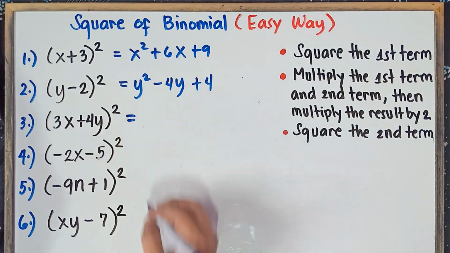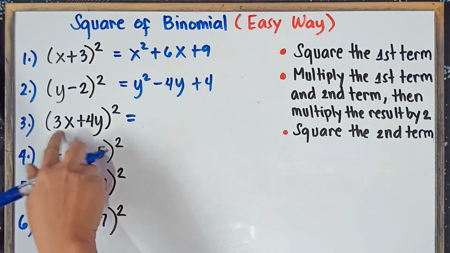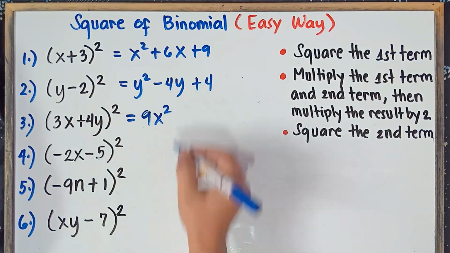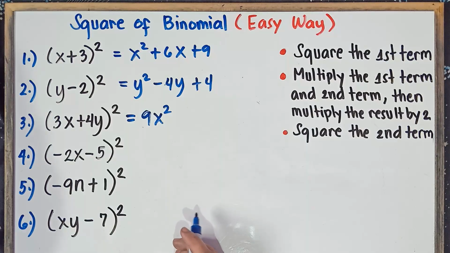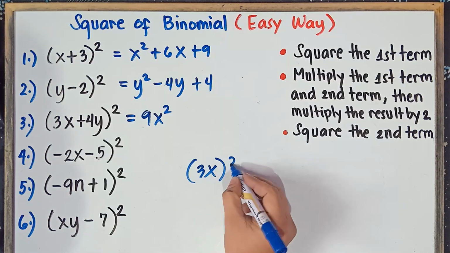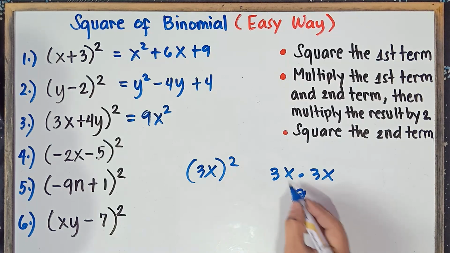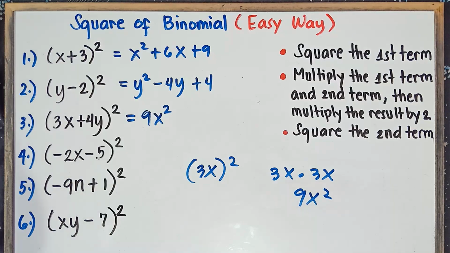Alright, so example number 3, you square the first term. So 3 times 3, that would be 9. X times x, that would be x squared. Simple as that, class. You square the first term. 3x quantity squared means 3x multiplied by 3x. So 3 times 3 is 9, x times x, that would be x squared.